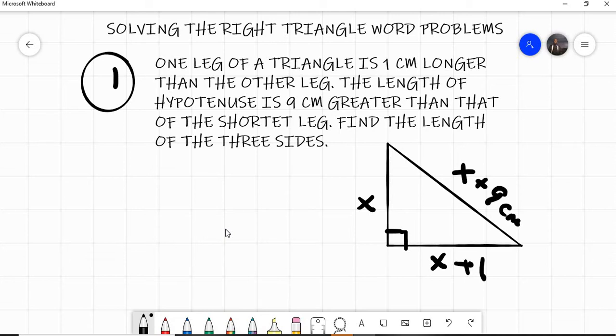Anyway, our final answer we're gonna write in centimeters. This one is x centimeters. So then we have to find the value of x. Once we find the value of x, we just add 9 to get the hypotenuse, and we add 1 to get the other length. As we know, the Pythagorean Theorem says c squared, hypotenuse squared, equals a squared plus b squared. So we're gonna use this formula.